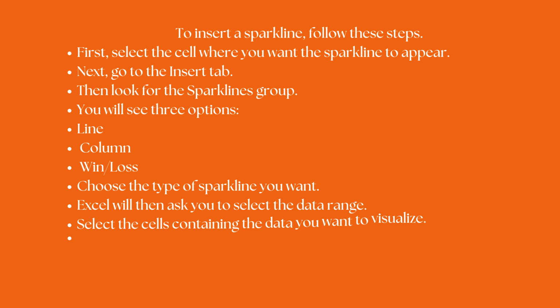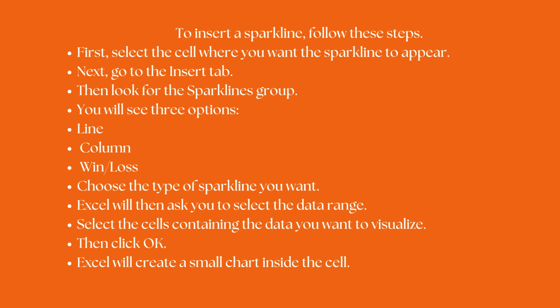To insert a sparkline, you would have to select the cell where you want the sparkline to appear. Next, go to the Insert tab. Then look for the Sparklines group. You would see three options: line, column, and win/loss. These are basically just showing you different ways the sparklines will appear.